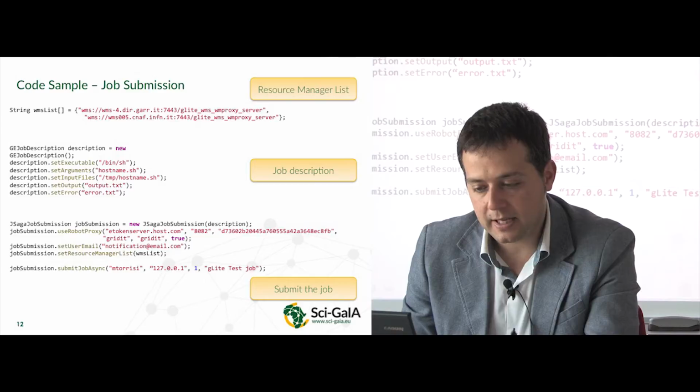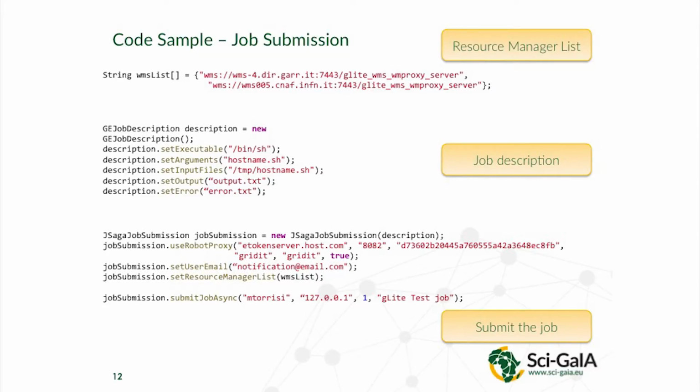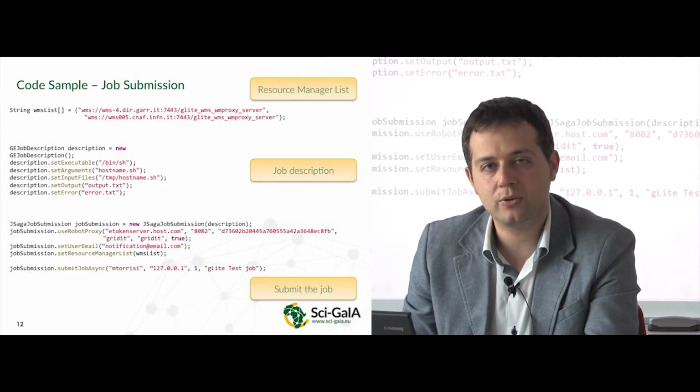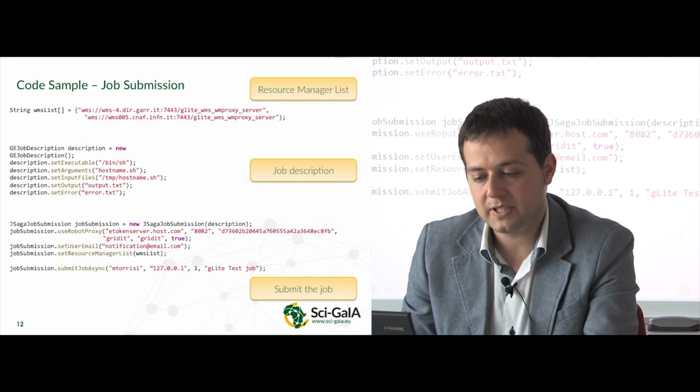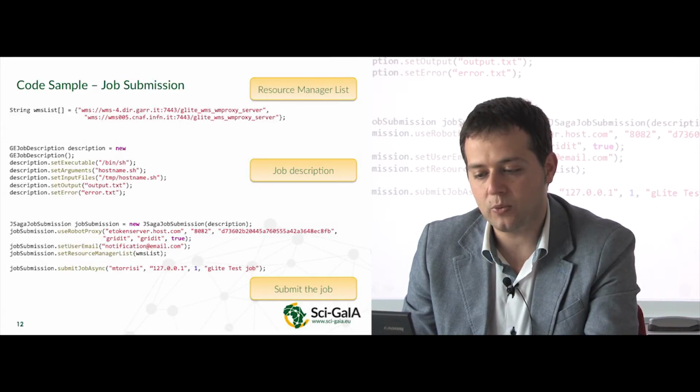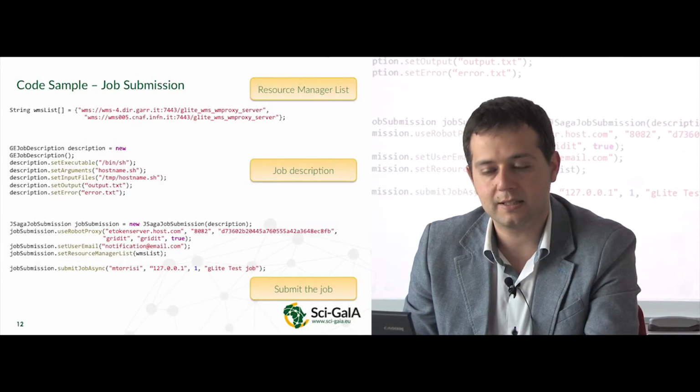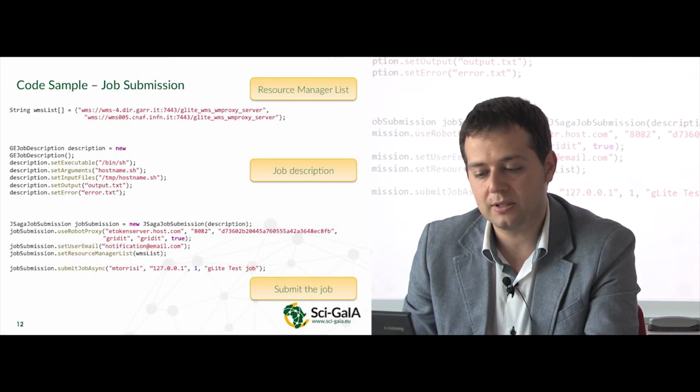After that I set a user email. If you use a valid email address, when the job completes its execution, the job engine automatically notifies the user using this email. The last step is to set the resource manager list we defined above in this slide to the job submission object, and then using the submit job async method, we can submit the job towards the DCI.